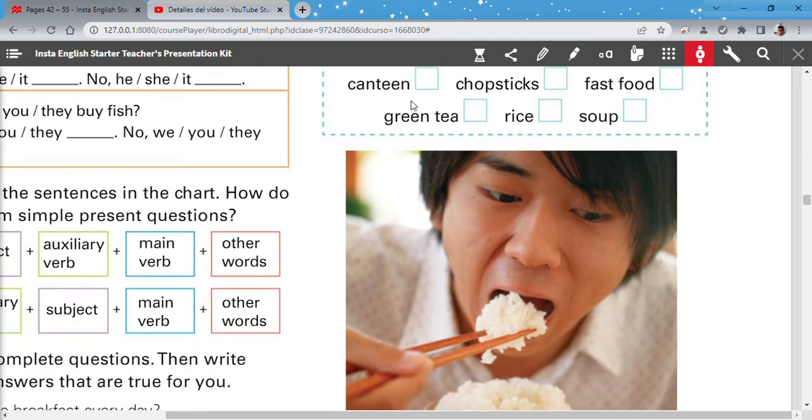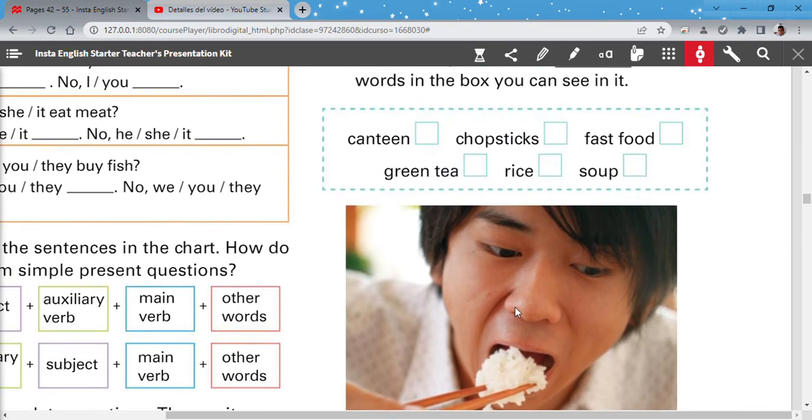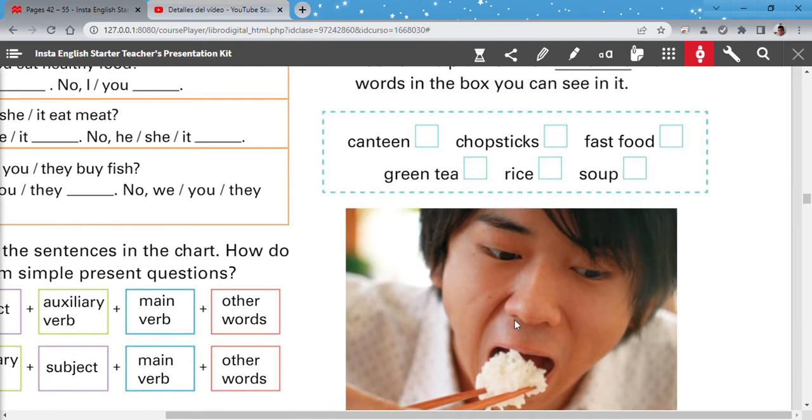Okay. Can you see a canteen? Yes, no? No, Mr. Canteen, canteen. Okay, relax. Chopsticks. No idea. Fast food. I don't know. Green tea. No drink. Rice. Yes. Soup.